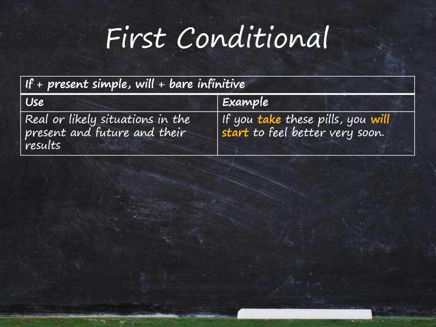First conditional, that's if plus present simple, comma, will plus bare infinitive. Do you remember what bare infinitive meant? Yay! No to, no ing, just a verb. We use the first conditional to talk about real or likely situations in the present and future and their results. For example, if you take these pills, you will start to feel better very soon. If you start revising for your PET exam now, I am sure it will help you.